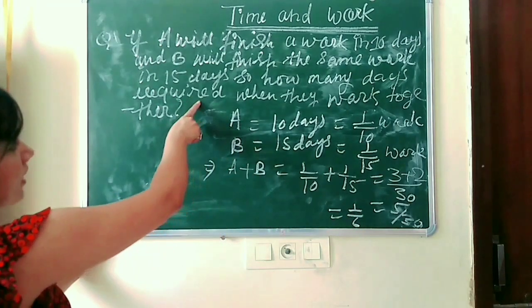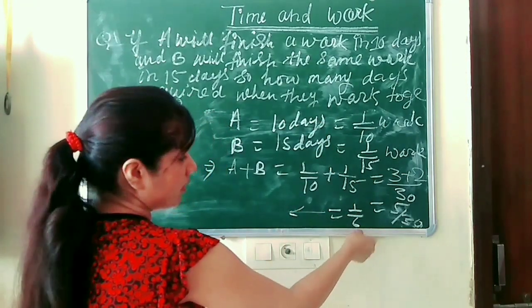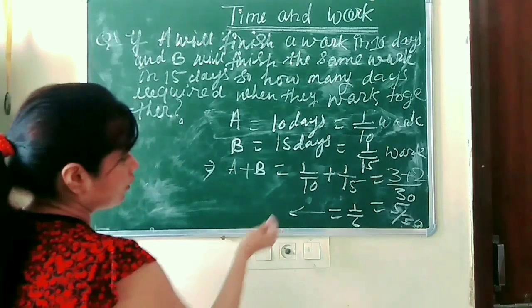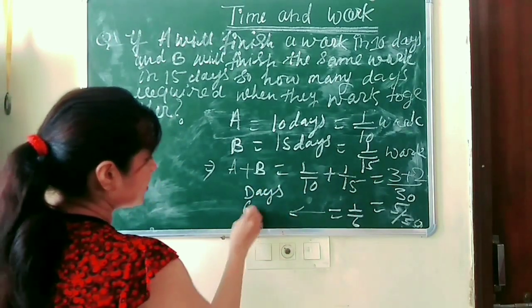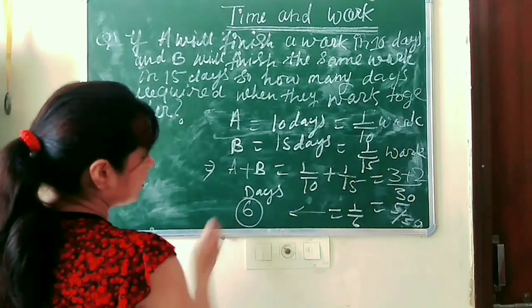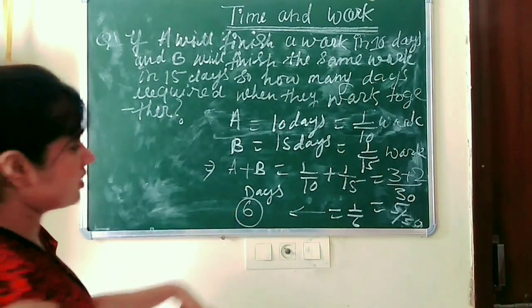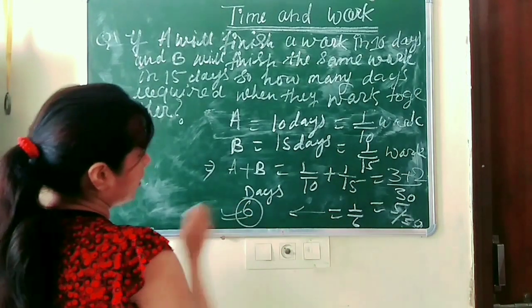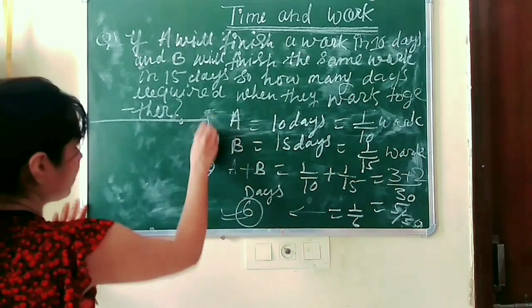Here it is asking the number of days, so again we will invert this quantity, and we will get the number of days. That will be 6 days to finish the work when they work together. This is 6 days. And there is another trick to solving this question.